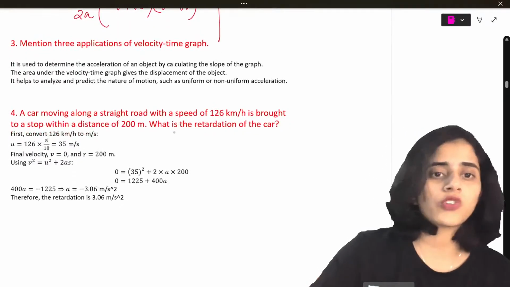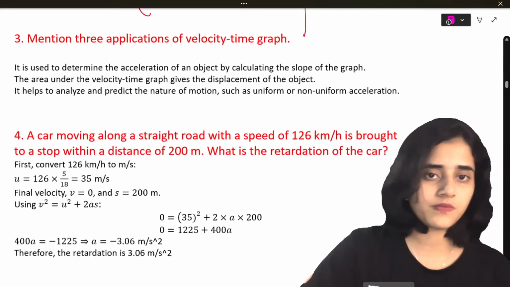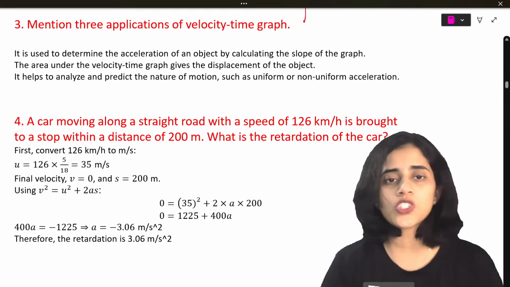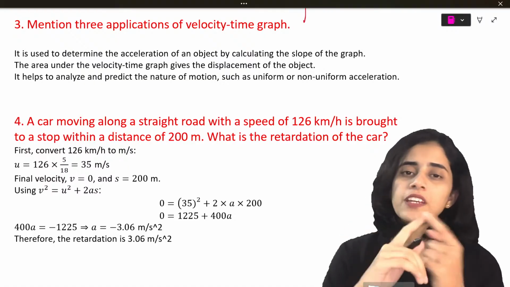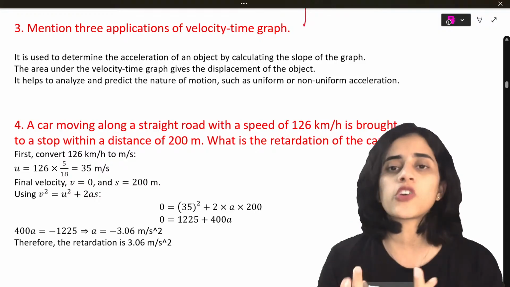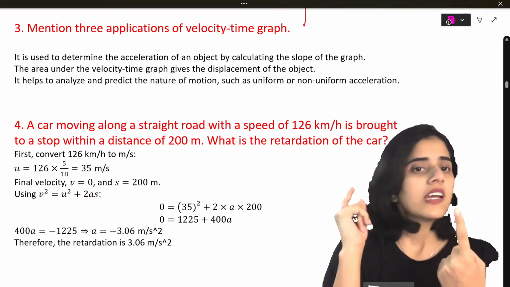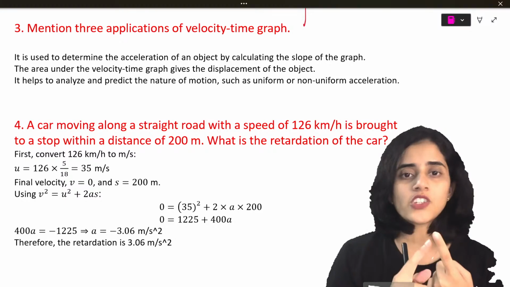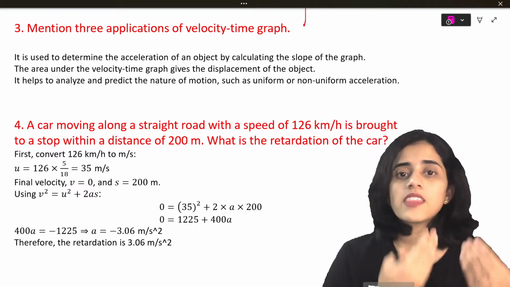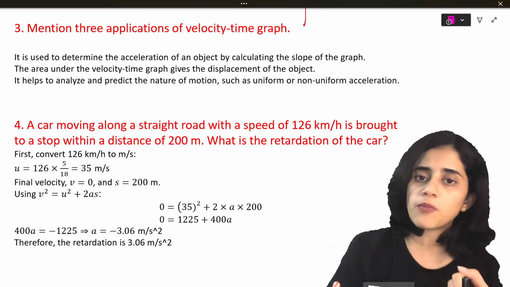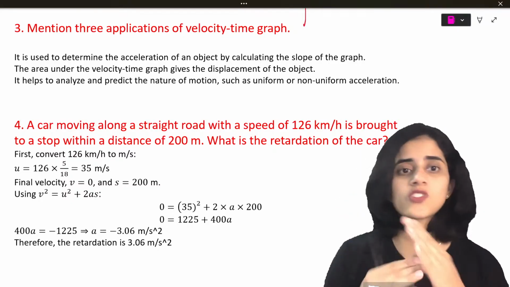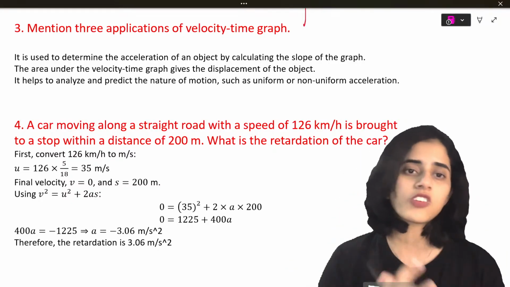Okay, let's move on to the next question. Mention 3 applications of a velocity time graph. We already looked at these things. If you find out the slope, you get the acceleration. If you find out the area under the graph, you get displacement. And it helps us understand the motion. You can say if it's uniform acceleration or non-uniform acceleration or steady speed or the body is at rest. All these things you can study from a velocity time graph.